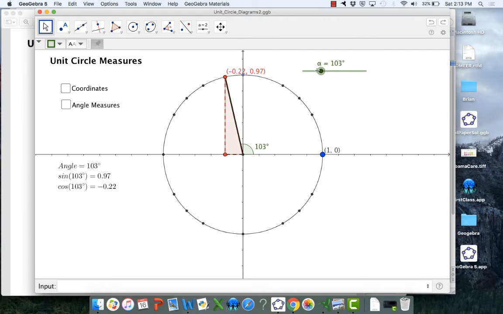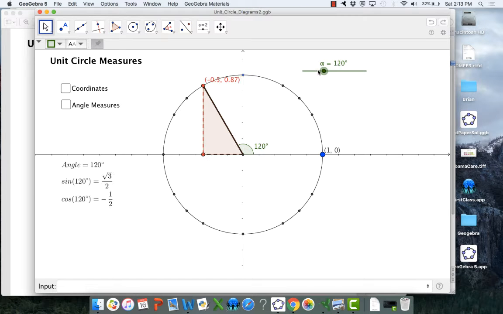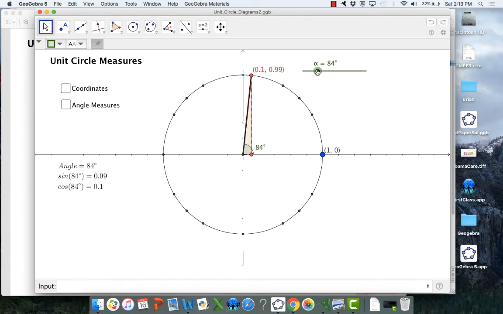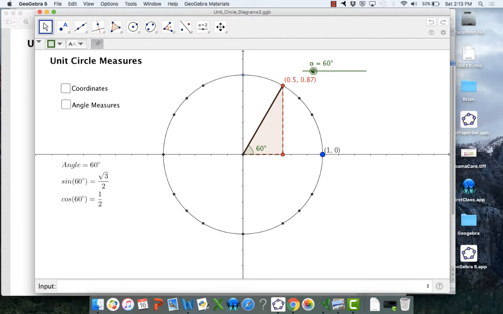As we continue to rotate, we have now rotated a total of 120 degrees, and so the angle that we're taking the sine and cosine of is no longer the angle inside the right triangle, it's actually this exterior angle here, which is 120 degrees. Notice that we now have the triangle that is the reflection across the y-axis of the triangle we had when we were at 60 degrees. Here the cosine was 0.5 and the sine was 0.87.